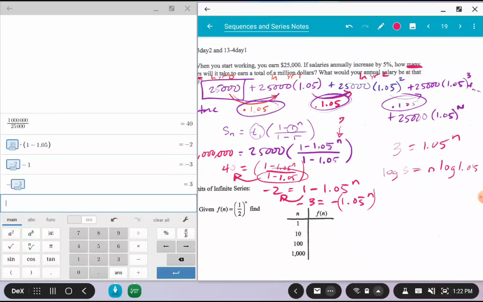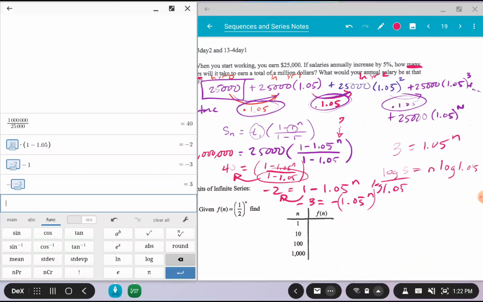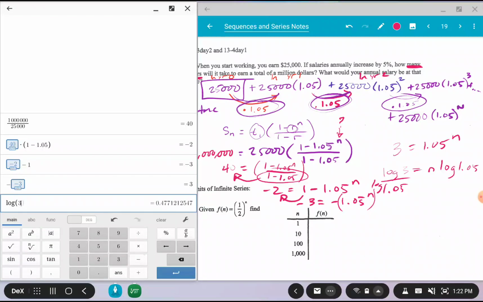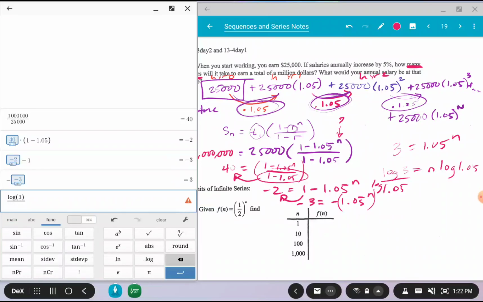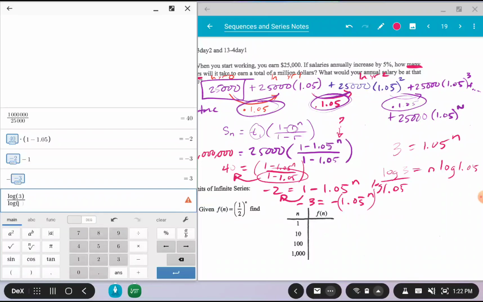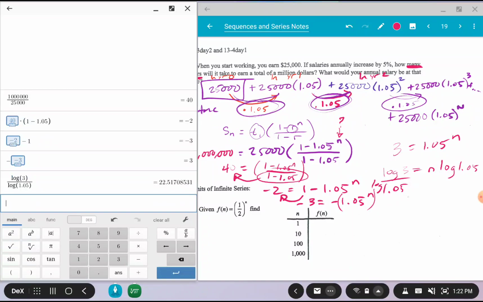And then now at this point we want to solve for n, so we divide both sides by log of 1.05. So I'm going to take log of my answer, log of 3, and then take that value and divide it by log of 1.05, and feel free to do this in your own scientific calculator as well. And we get an answer of 22.52 basically, okay? So it's going to take us about 22.52 years.